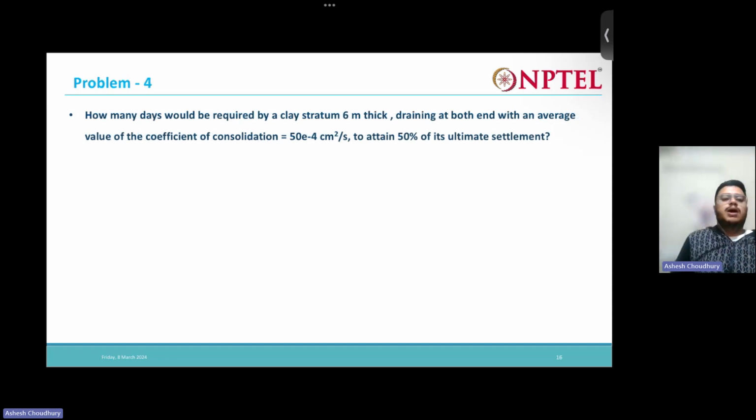Now let us see this problem. How many days would be required by a clay stratum 6 meter thick, draining at both the ends, with an average value of coefficient of consolidation of this much, to attain 50% of its ultimate settlement? That means the time required to attain 50% consolidation.